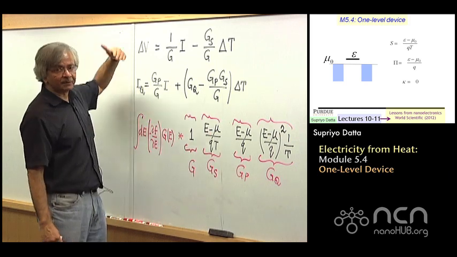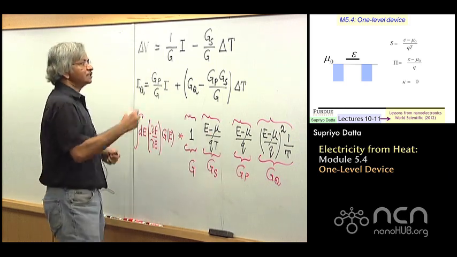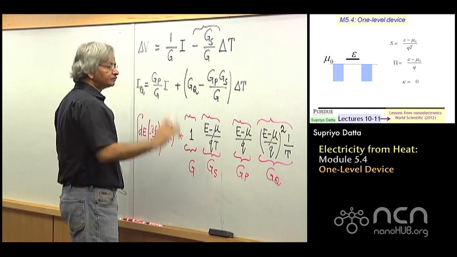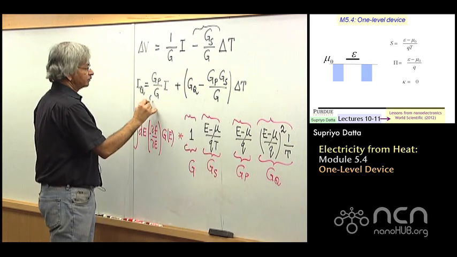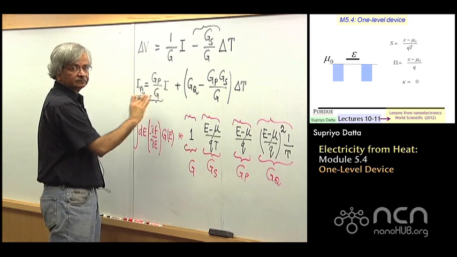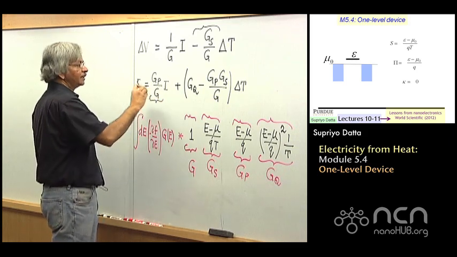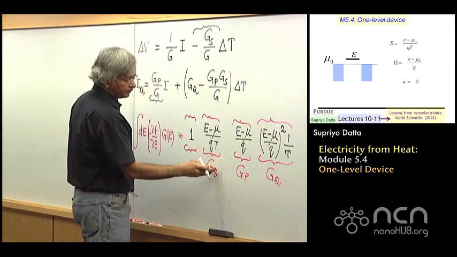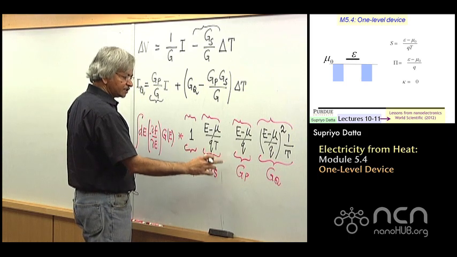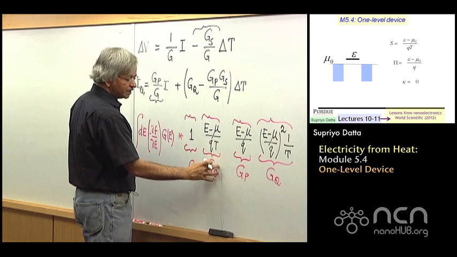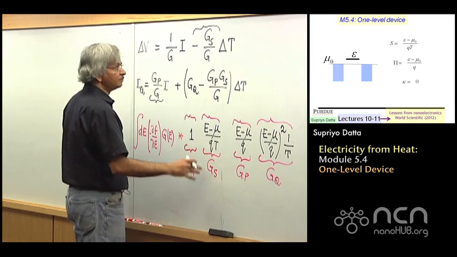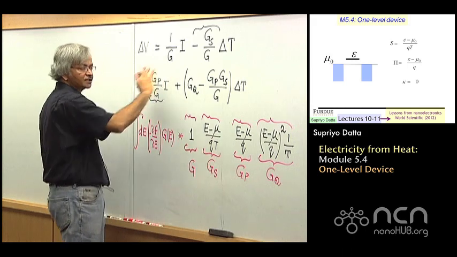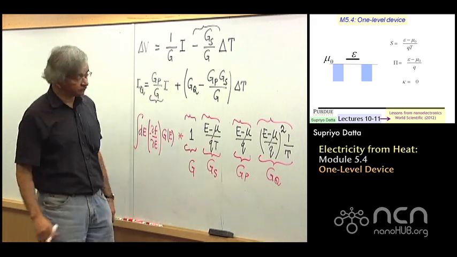The actual experimental coefficients are things like the Seebeck coefficient, which is the ratio of Gs to G, or the Peltier coefficient, which is the ratio of Gp to G. As I mentioned in my last lecture, there is a basic relationship between Gp and Gs, which you can see from the expressions here: if you multiply Gs by the temperature, you get Gp. Similarly, if you multiply the Seebeck coefficient by temperature, you get the Peltier coefficient. Again, an experimentally established fact, known as the Kelvin relation.